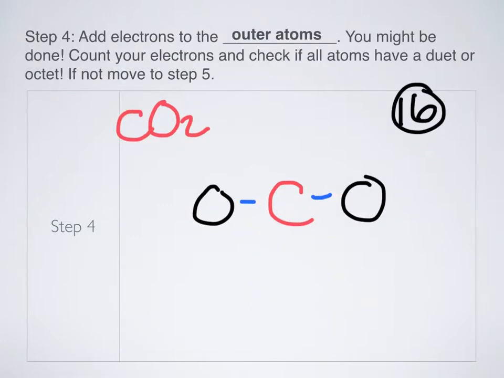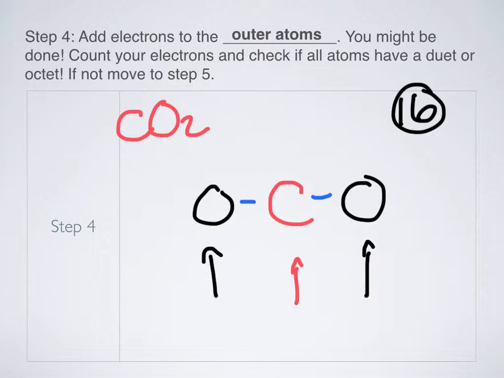All right, so what does step 4 say? Add electrons to the outer atoms. You might be done. Count your electrons. All right, so remember, every element wants to have 8 electrons. I can't have any more than 8 electrons around something. When it says I add my electrons to the outer atoms, it's talking about these guys. These are my outer atoms, whereas carbon is my central atom. So I start by adding my electrons to the outside atoms first.